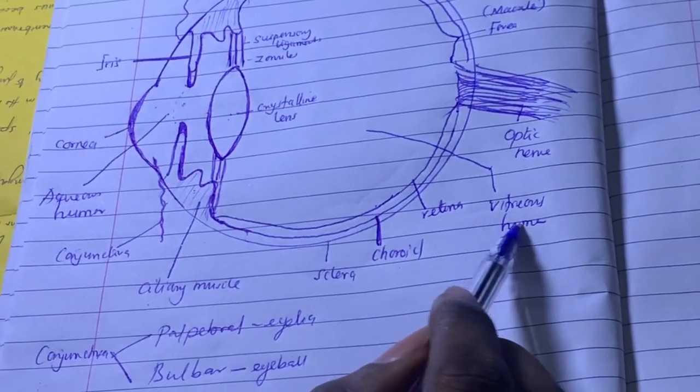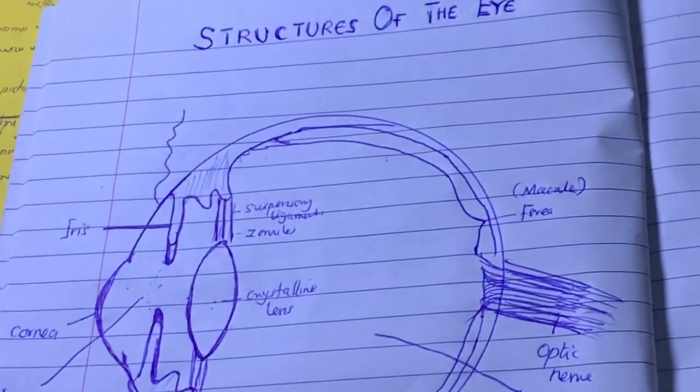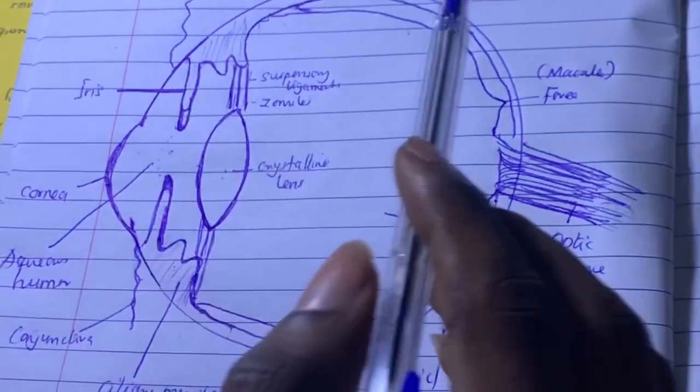And now the vitreous humor, at the back of the lens, from the lens to the retina. I have my vitreous humor. Are you okay?